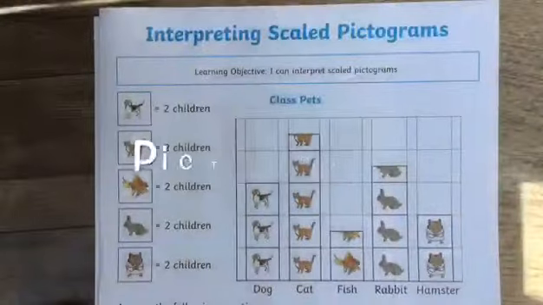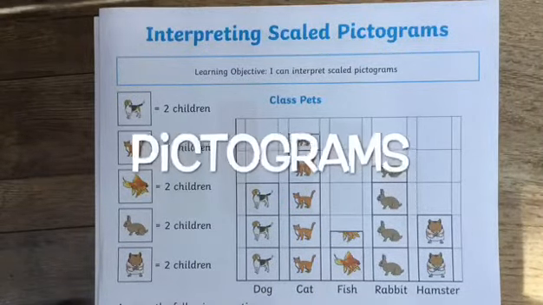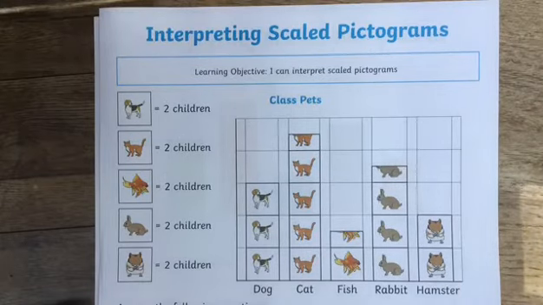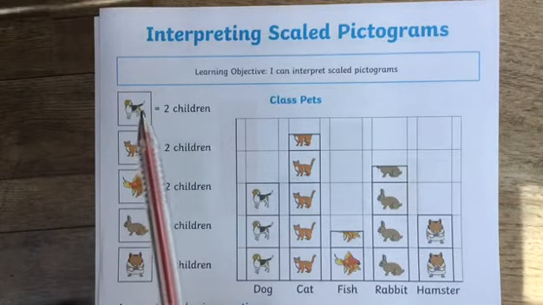Okay, here we go. Let's take a look at the pictograms first. So I've got here a really nice one actually. This is based on animals, this is based on class pets. So the first thing we need to do is to understand what the information is showing us. The first thing you would look at with something like this would be the key. And you can see that we have that information here.